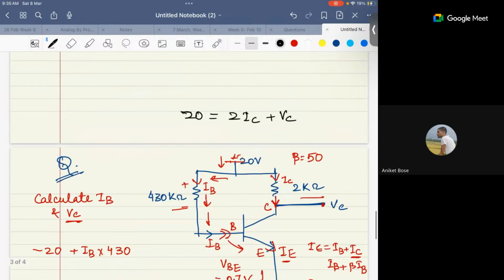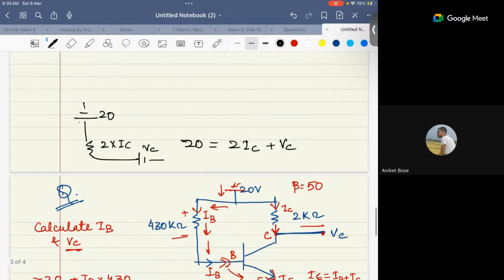So if anybody didn't get it, you can just think of this as 20 volts, then you have a resistance of 2 times IC, then you have a potential VC. Correct? You will start from here: minus 20 plus 2 times IC plus VC equals 0. So 2 times IC plus VC equals 20.